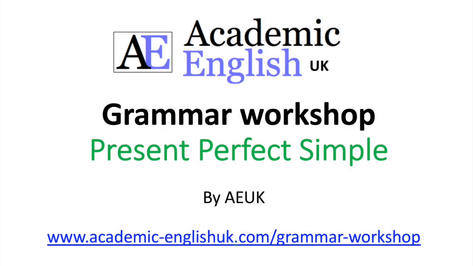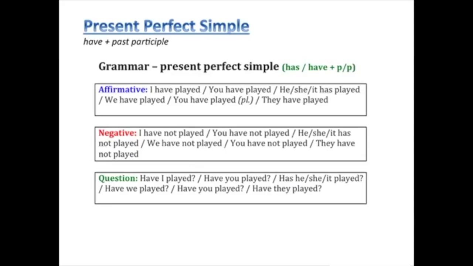Today's class is the present perfect simple. Okay, the present perfect is created using have or has plus the past participle. Here we have the affirmative, negative and question forms. It's important to note that in the affirmative, have and has are contracted. I've played or he's played.